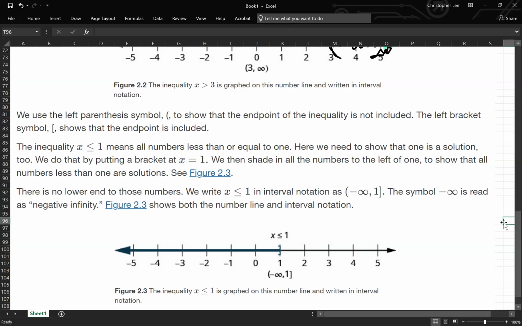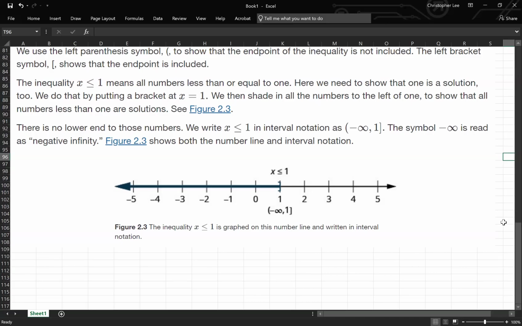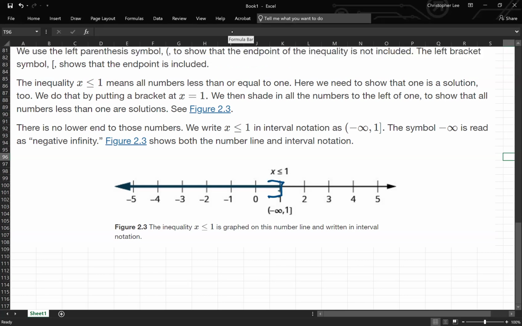The symbol is read as negative infinity. So this might be a little bit small, just bear with me one second. What I'm saying is that there's going to be a bracket here. That's not a nice looking bracket, let me try that again. Okay, there's going to be a bracket there.